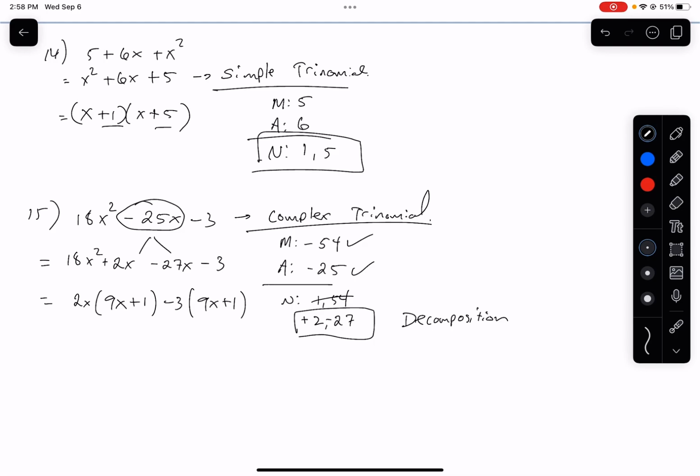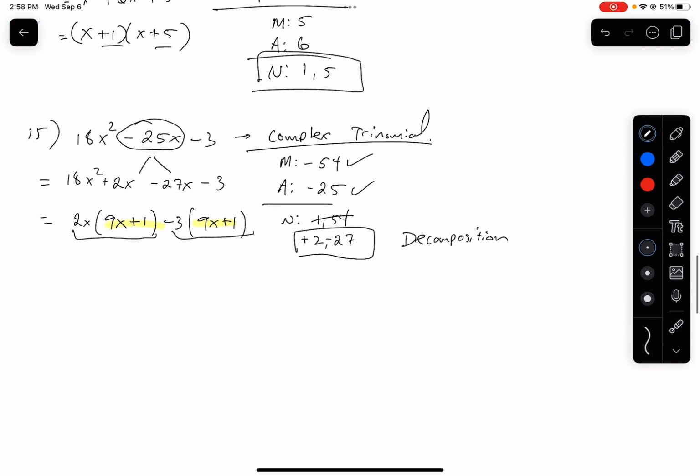So we can see there the same piece appeared twice. That common piece across each, here's one term, here's the other term. That shared yellow piece is the piece that we can now remove or common factor out. 9x plus 1 multiplied by what's left after I remove it, 2x minus 3. And that should be the answer for question 15.